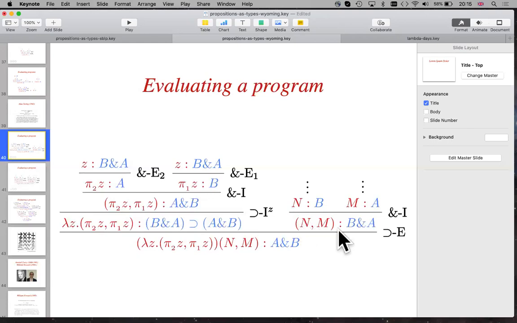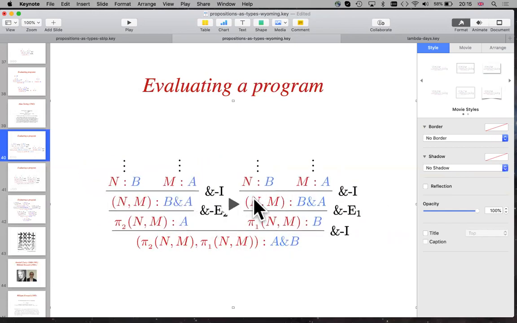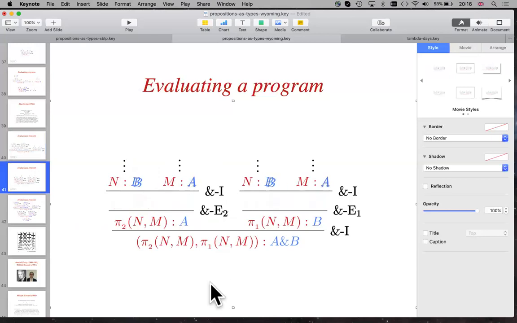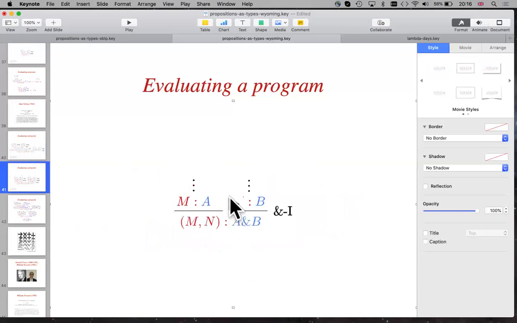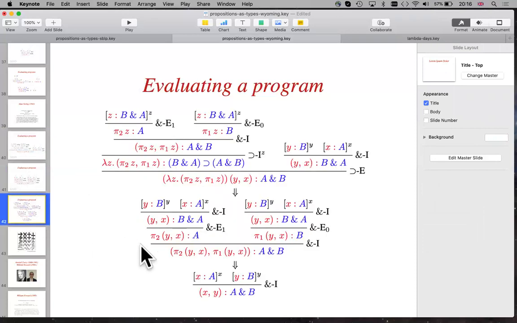So we'll do beta reduction. We'll copy this NM pair in place of that variable z. Just copy it over. There we go. So we've copied it over, and now we've got pi2 of NM paired with pi1 of NM. And again, pi2 of NM just simplifies to M, and pi1 will simplify to N. Let me run that again in case that was too quick. And indeed, that says our initial program, this whole thing, simplifies down to the final AB pair, which is just M paired with N. And here's the evaluation written out on one slide.